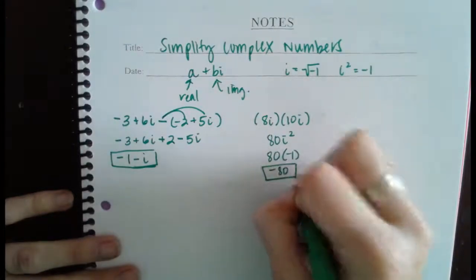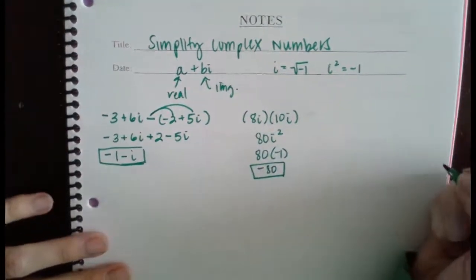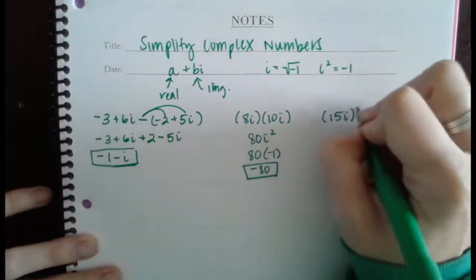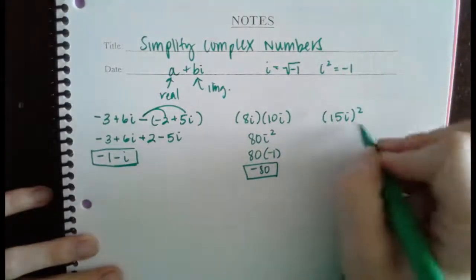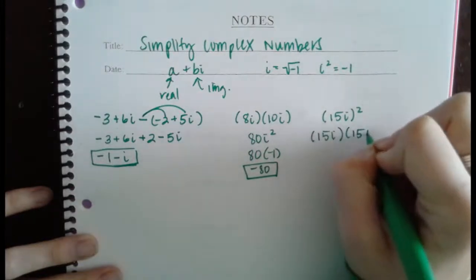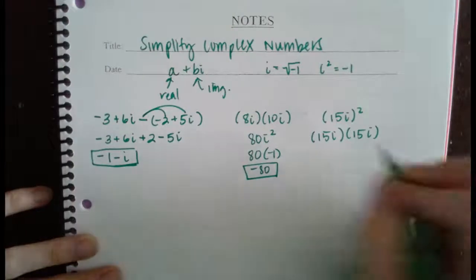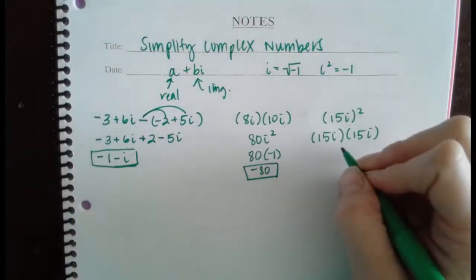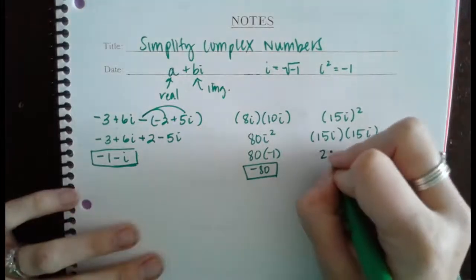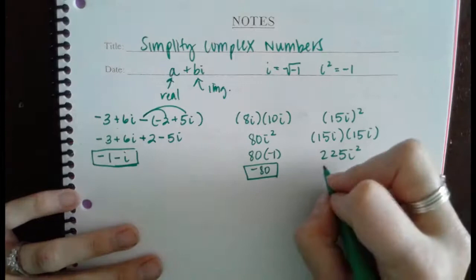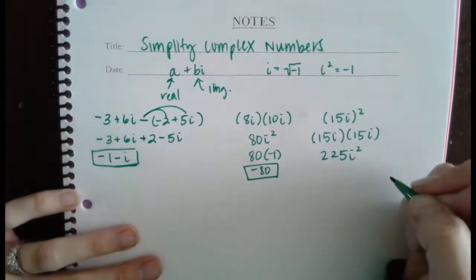Similarly, if you had like (15i) squared, you'd want to break this into two and do 15i times 15i, and then multiply your leading coefficients. So 15 squared is 225 i squared, and then I know that i squared is the same thing as -1, and -1 times 225 is -225.